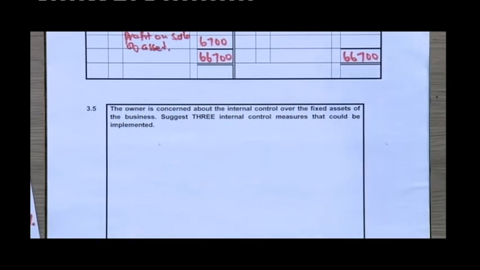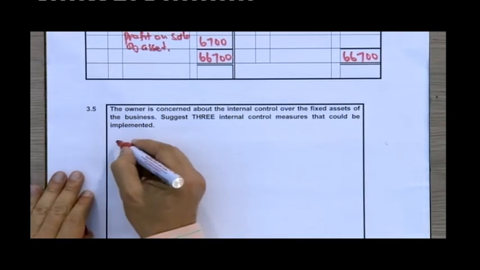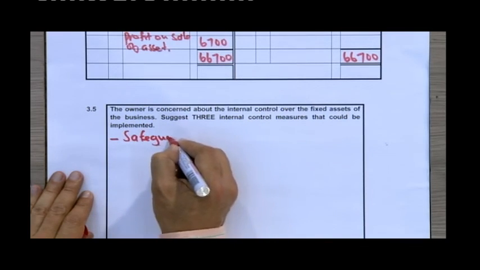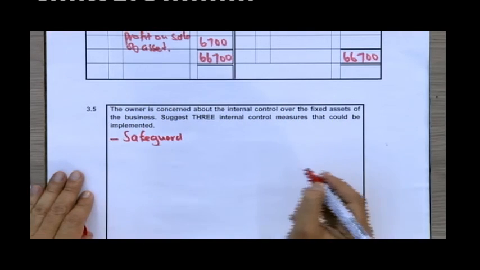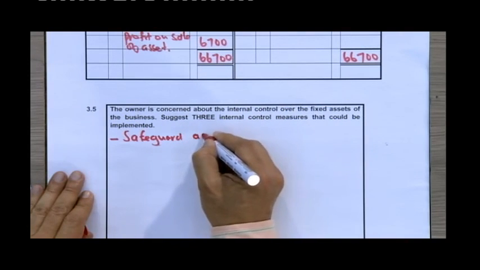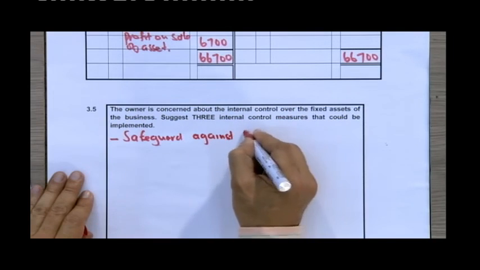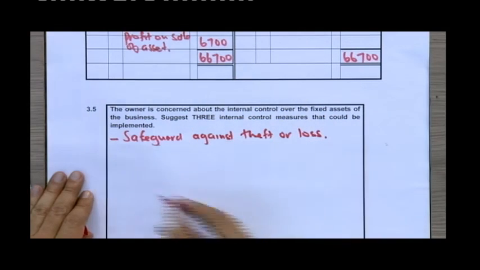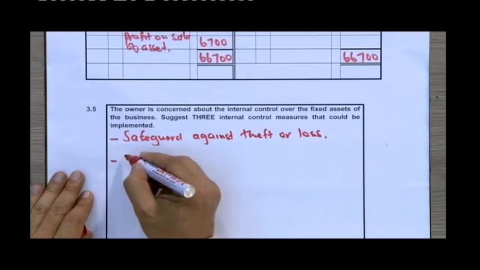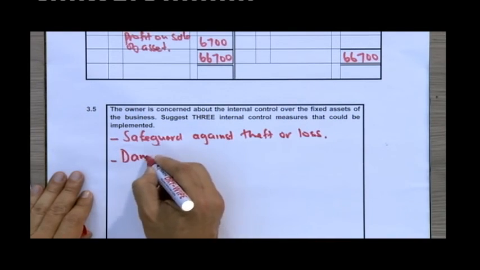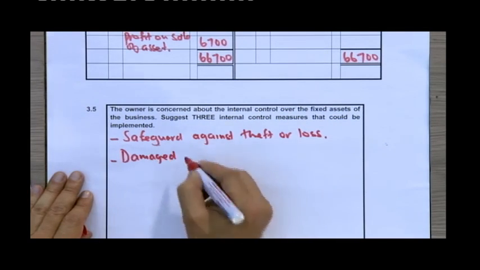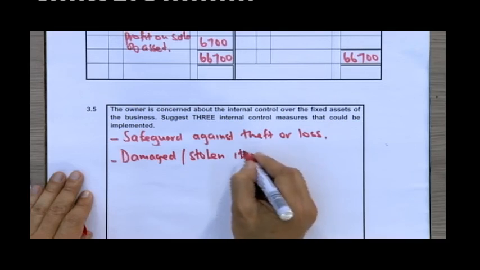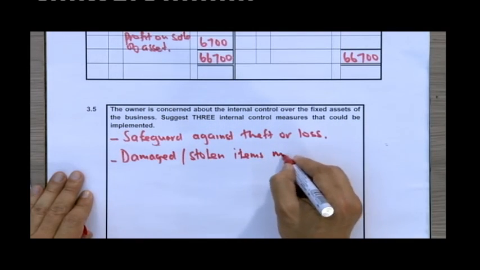Right. So whenever we have fixed assets, the first item is to make sure that we safeguard the fixed assets against theft or loss. If any of the fixed assets is damaged or stolen, damaged or stolen items must be reported immediately.